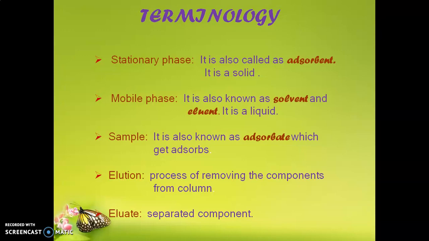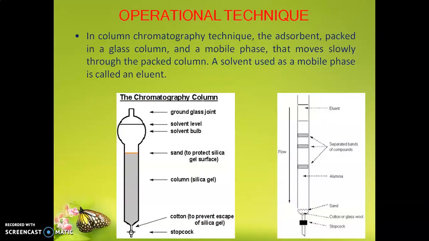Some common terminologies in column chromatography, such as stationary phase. What is stationary phase? It is also called adsorbent. It is a solid. Then mobile phase. It is also known as solvent or eluent. It is a liquid. Sample. It is also known as adsorbate, which gets adsorbed on the stationary phase. Then elution. The process for removing the component from the column is the process of elution. Eluate means the separated compound which is obtained from the column. So these are some common terminologies.